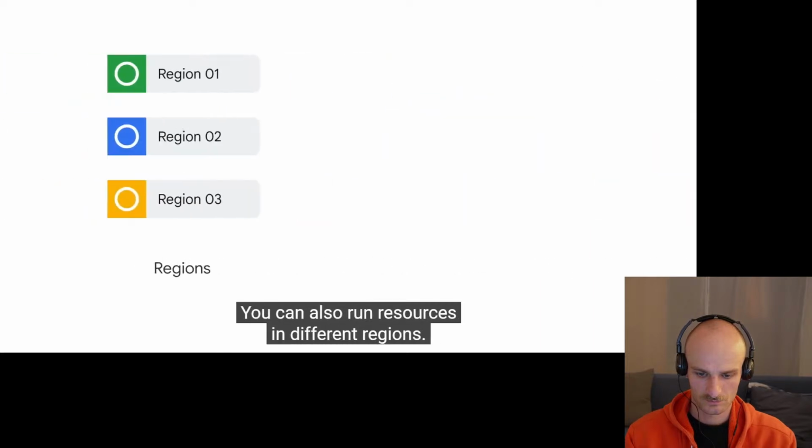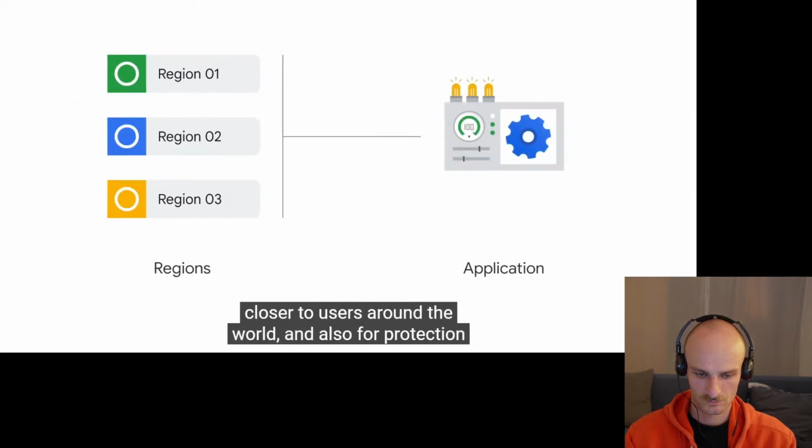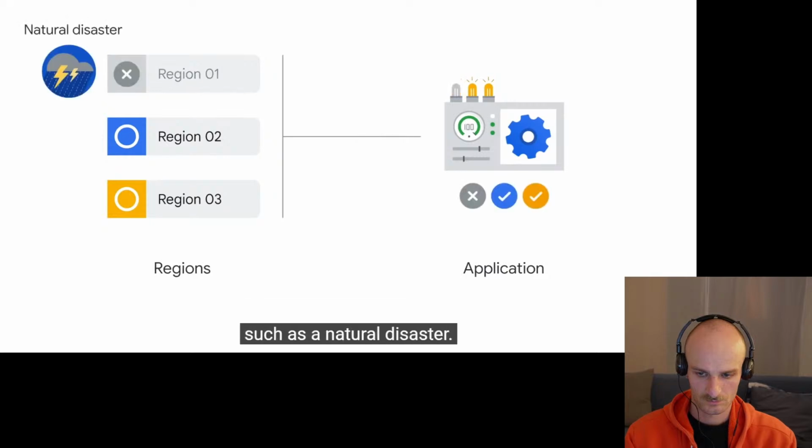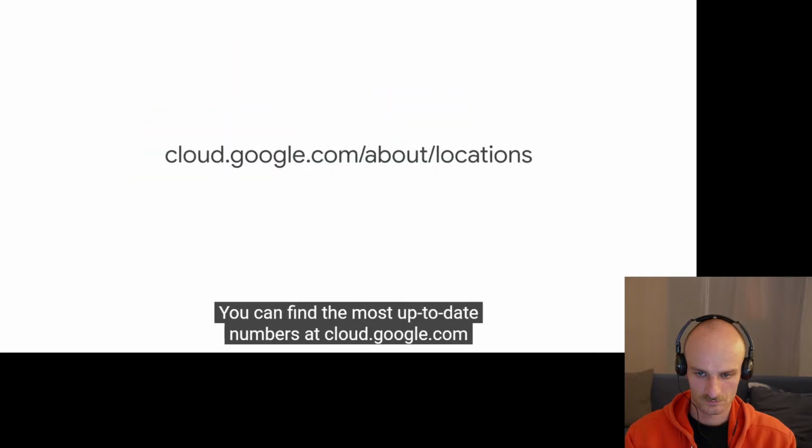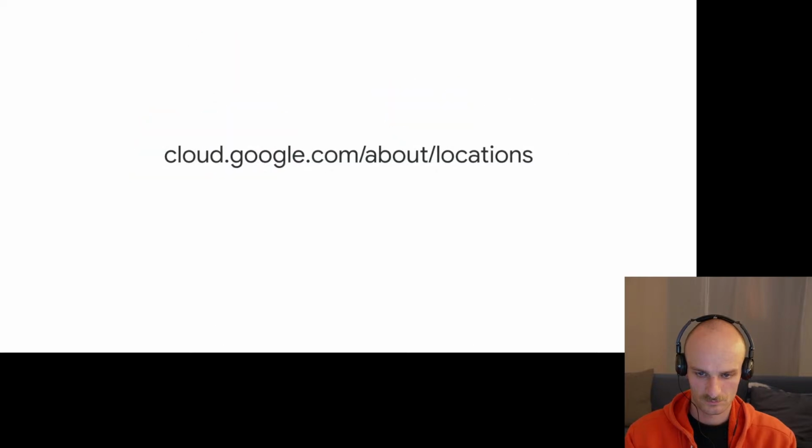You can also run resources in different regions. This is useful for bringing applications closer to users around the world, and also for protection if issues with an entire region occur, such as a natural disaster. Google Cloud currently supports 124 zones in 41 regions, although this number is constantly increasing. You can find the most up-to-date numbers at cloud.google.com/about/locations.